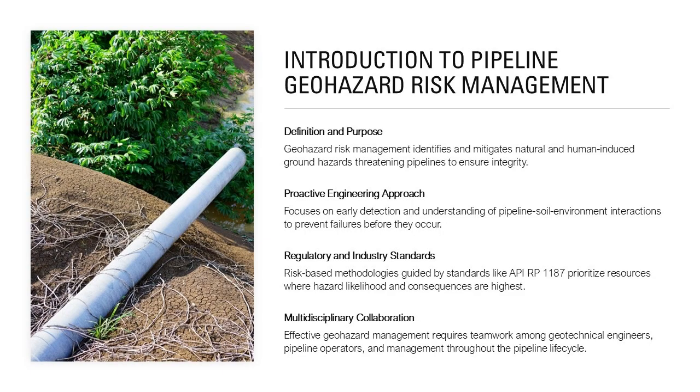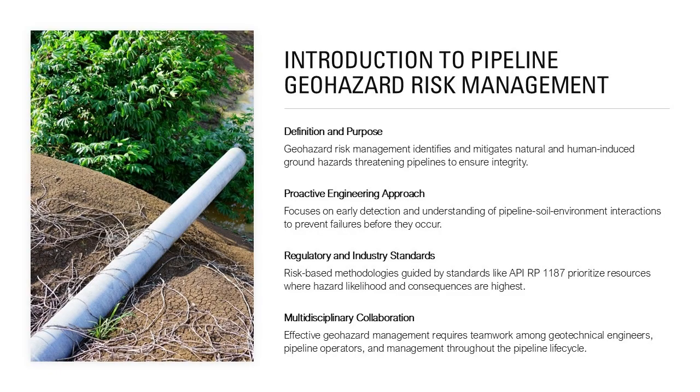Pipeline Geohazard Risk Management is a systematic engineering approach used to identify, assess, and mitigate risks posed by natural and human-induced ground-related hazards that can threaten pipeline integrity. These hazards include landslides, erosion, seismic activity, subsidence, frost heave, and flooding, all of which can impose excessive stress, strain, or displacement on pipeline systems.